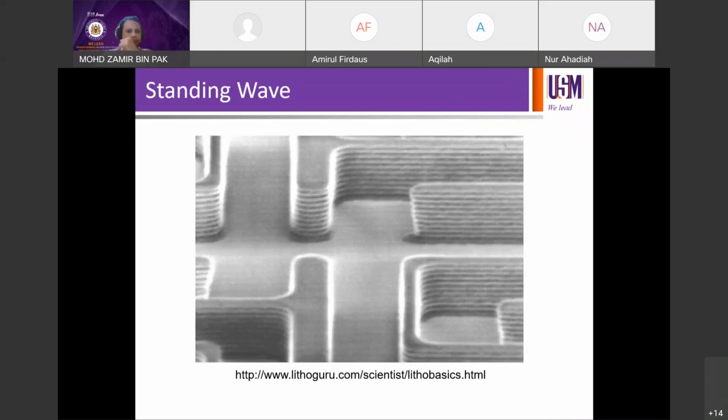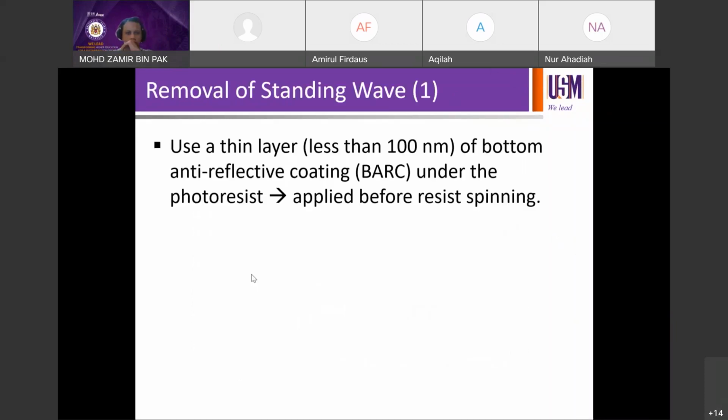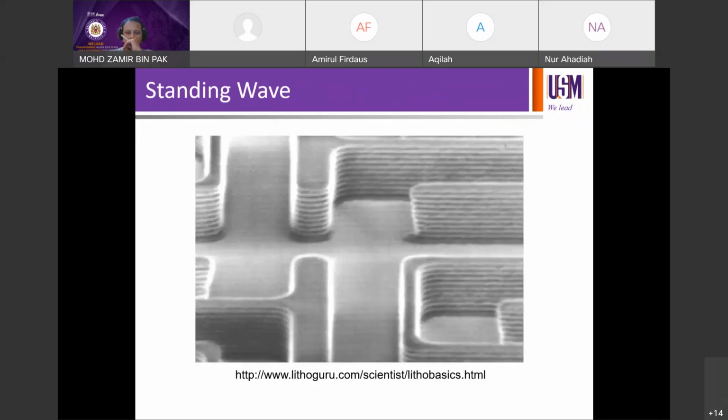Standing wave. Okay, standing wave is not tolerable. So standing wave is considered bad. We don't want to have standing wave in our printed patterns. We want to have very clear vertical edges on the patterns, not the wavy type. So it's bad, and this issue has to be eliminated.